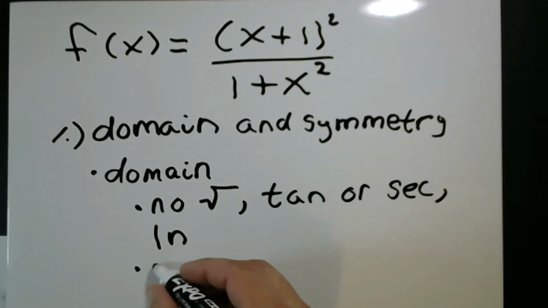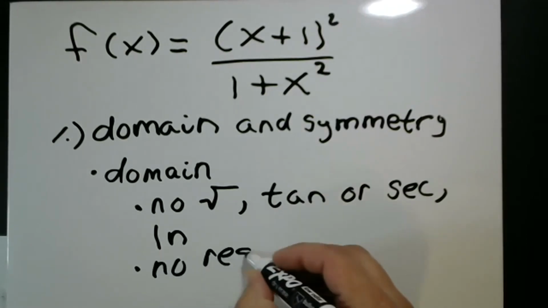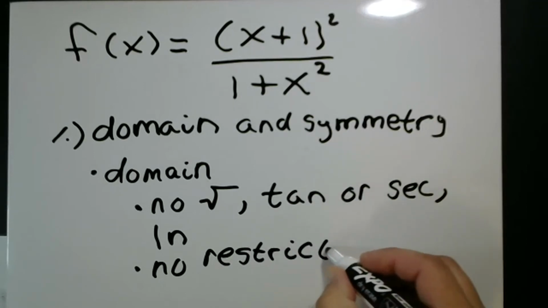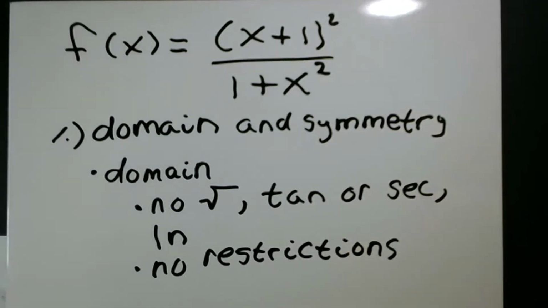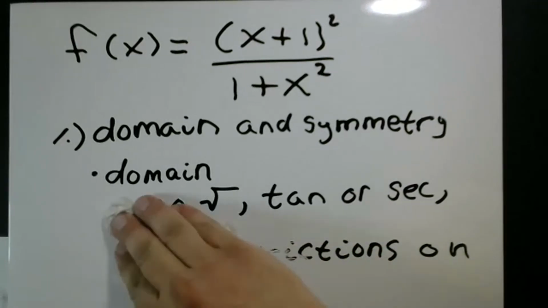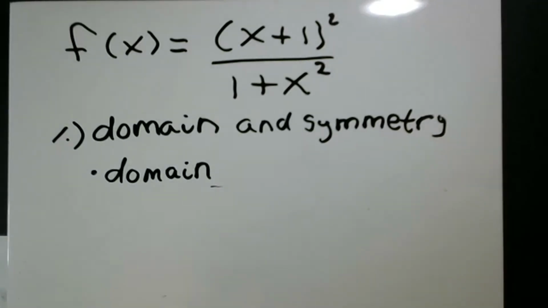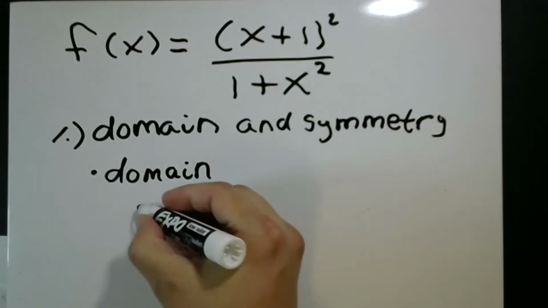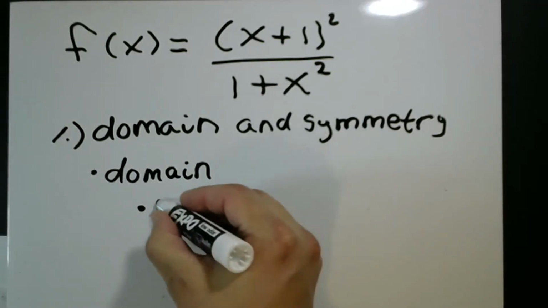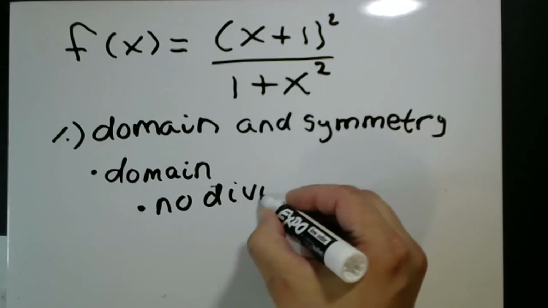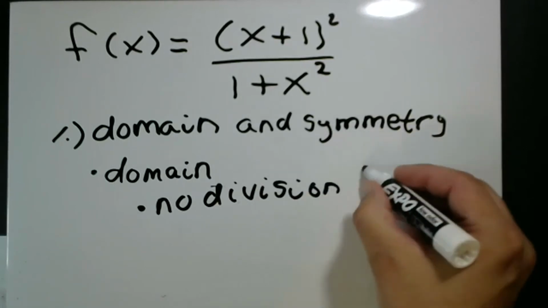Also, there are no restrictions. Oftentimes, if you're working with functions involving time, you'll see a restriction like time has to always be greater than or equal to 0. But we don't have any restrictions on x like that. Another thing to keep in mind is the potential for division by 0. And there actually isn't.